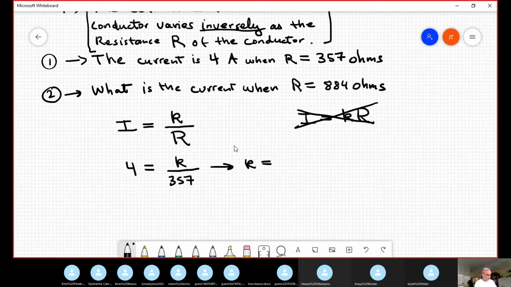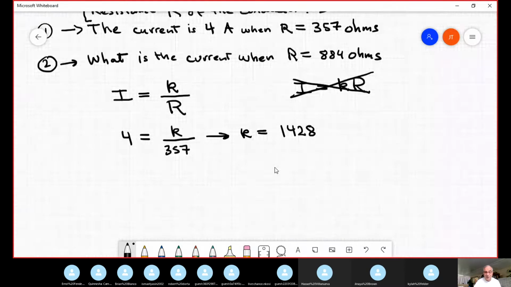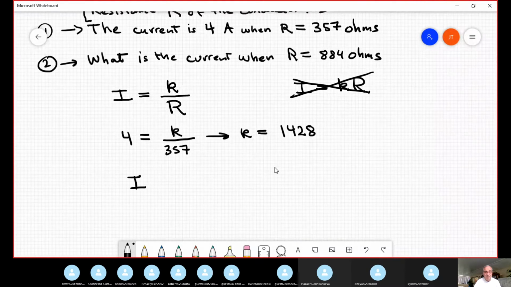It is 4 times 357. The answer is 1,428. I don't care, the unit is not important. So you replace this constant in the original function. Actually, we have more information now. We have the capital I is equal to 1428 divided by R. So I come back to the second condition.